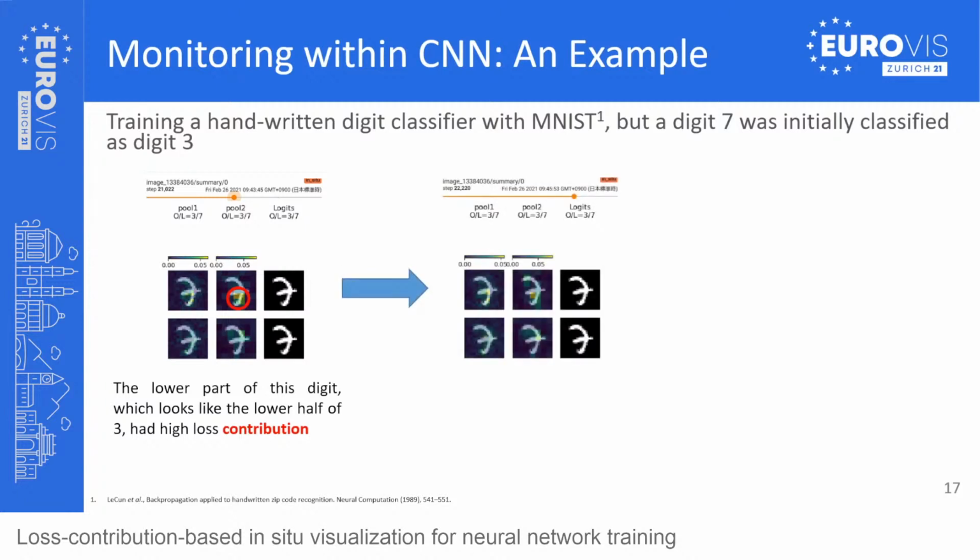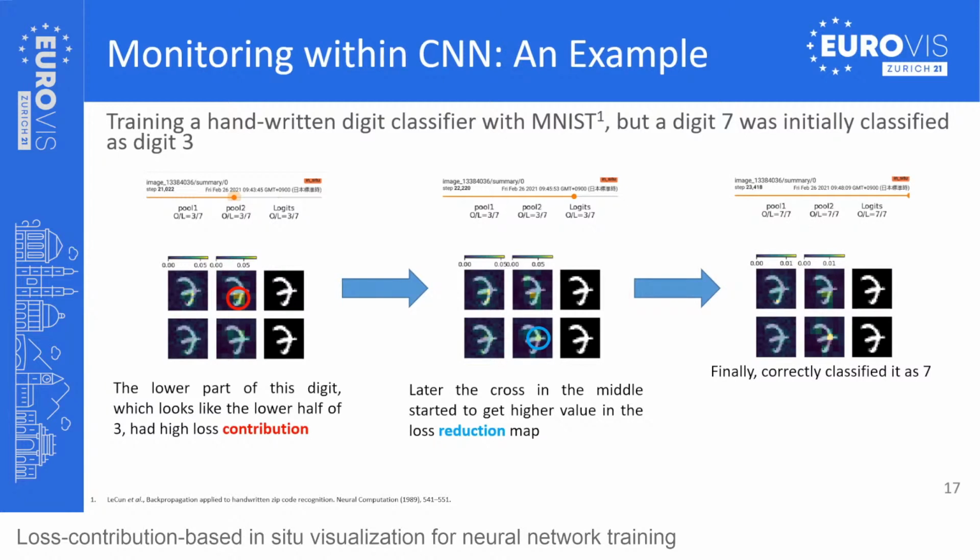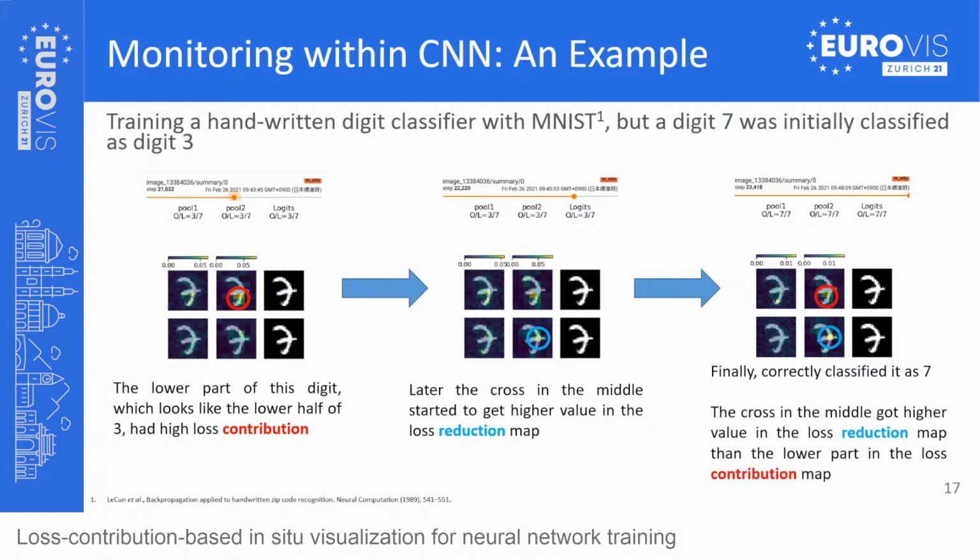The middle shows the monitoring view of a later iteration, which still incorrectly classified this digit, but the maps started to change. For instance, in the loss reduction map of the middle column, the cross in the middle started to get high value in the loss reduction map, meaning that this area was reducing the loss. At the end, this digit was correctly classified as 7. Now the cross in the middle got higher value in the loss reduction map than the lower part in the loss contribution map.